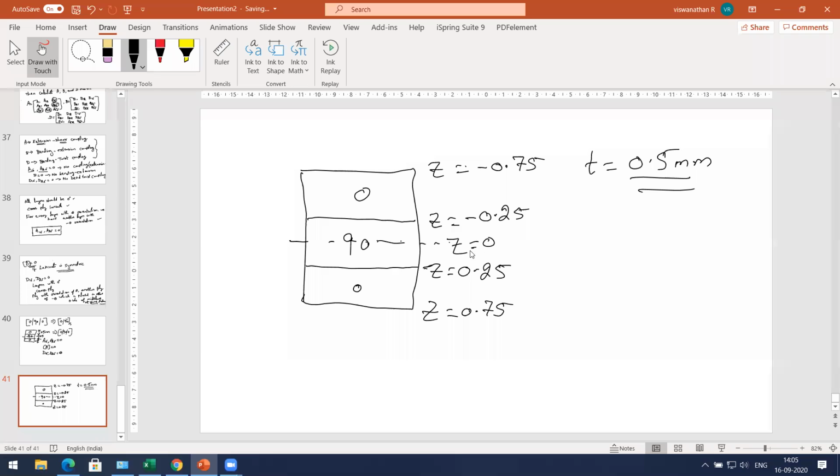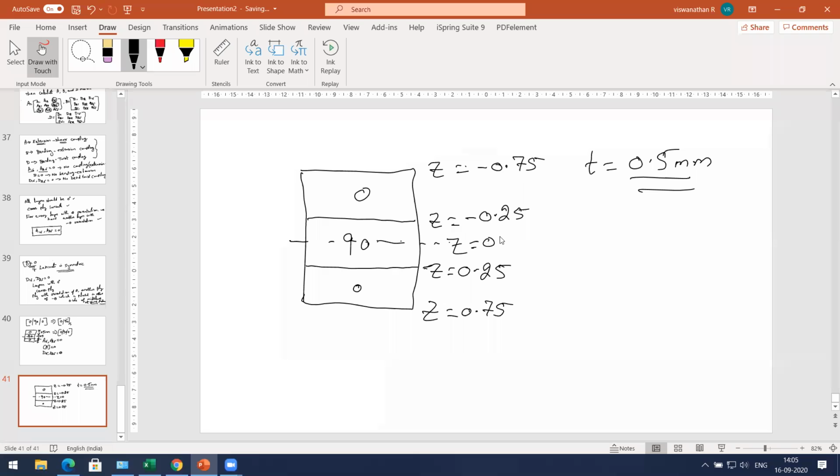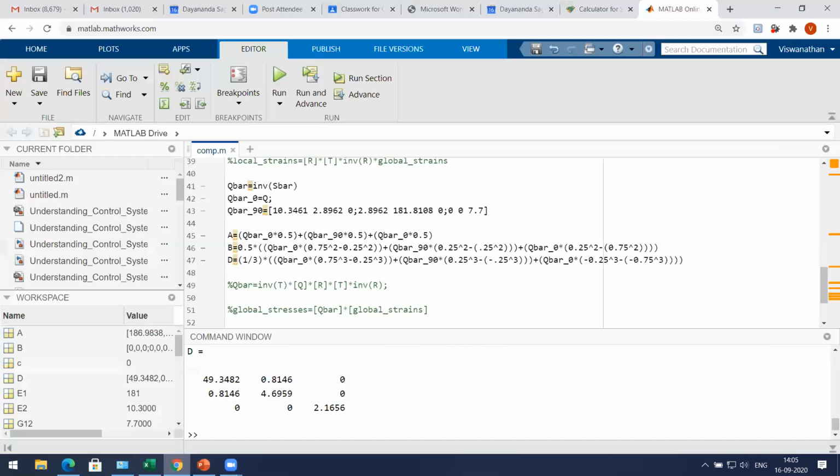And then what you do for the A matrix, there are no problems with the sign and all. Okay, it is only the thickness. So just multiply the q bar of 0, q bar of 90, and q bar of 0 with 0.5, the thickness of each layer. Okay, you multiply that.